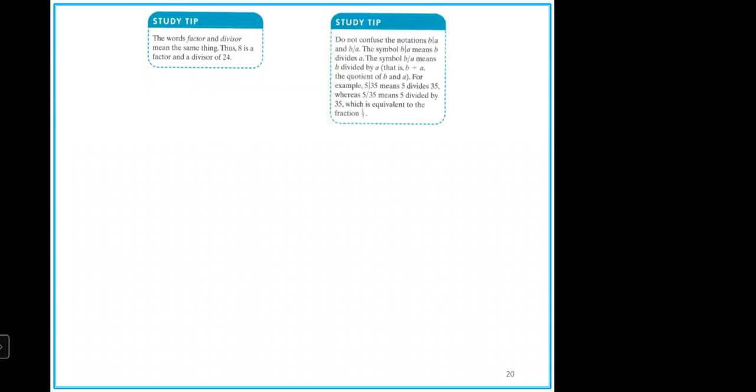Another study tip, they say do not confuse B divides A with B slash A. The symbols are different. So you will see B divides A, that's a vertical line, and it's different from B over A. One is like a fraction and one is just a statement as to whether or not B actually divides A. So they have two different meanings. Okay, so be careful when you're writing that symbol.